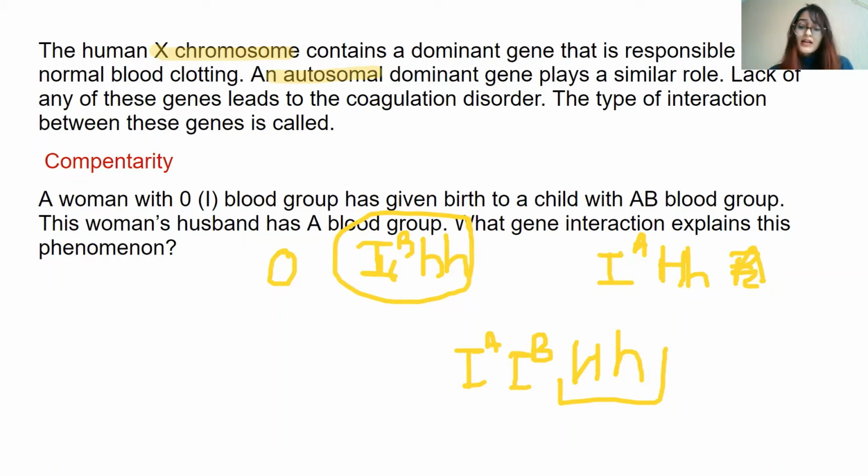So the answer here is what? Recessive epistasis, because in the woman's case, she was having a homozygous recessive gene, and that was recessive epistasis, and it masked the expression of B blood group, and hence her blood group was O, although she was having the B antigen.